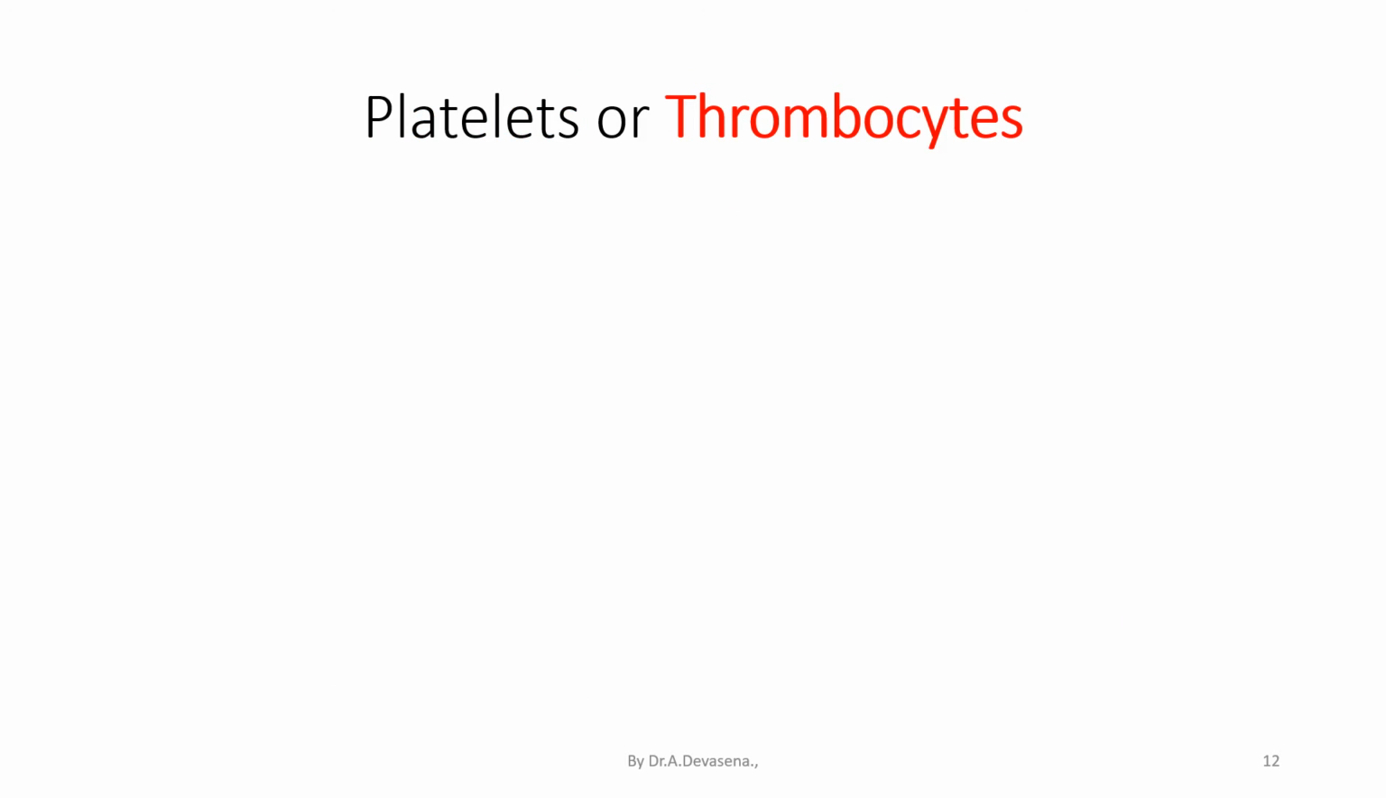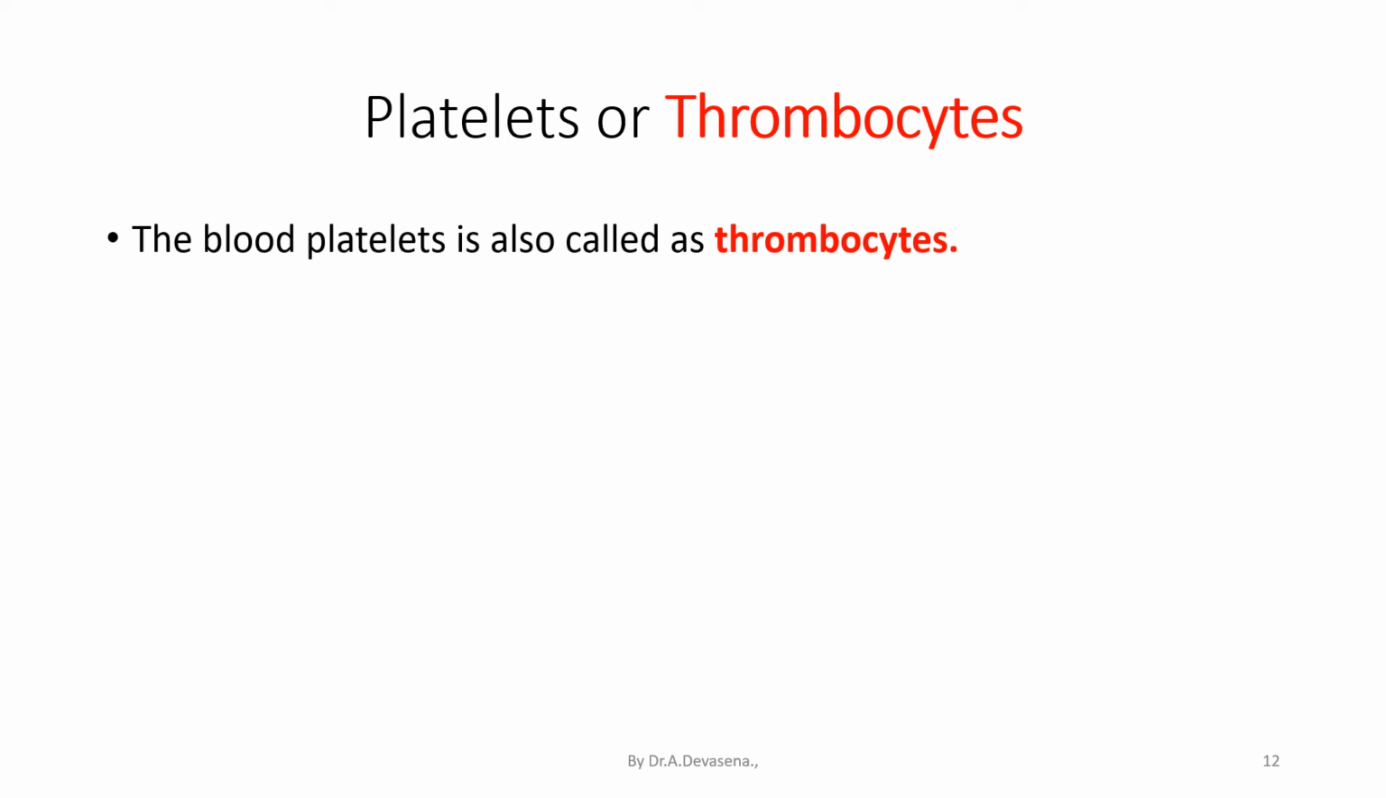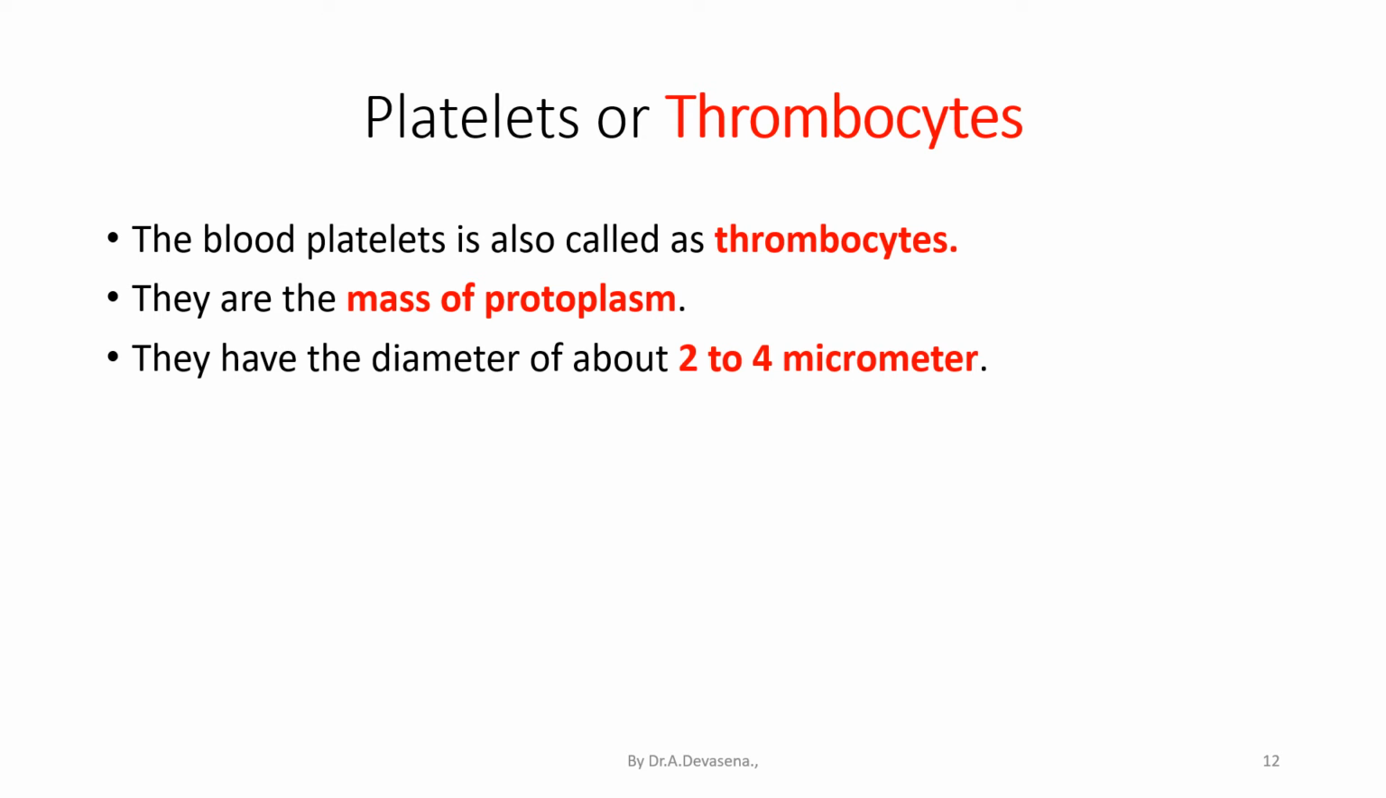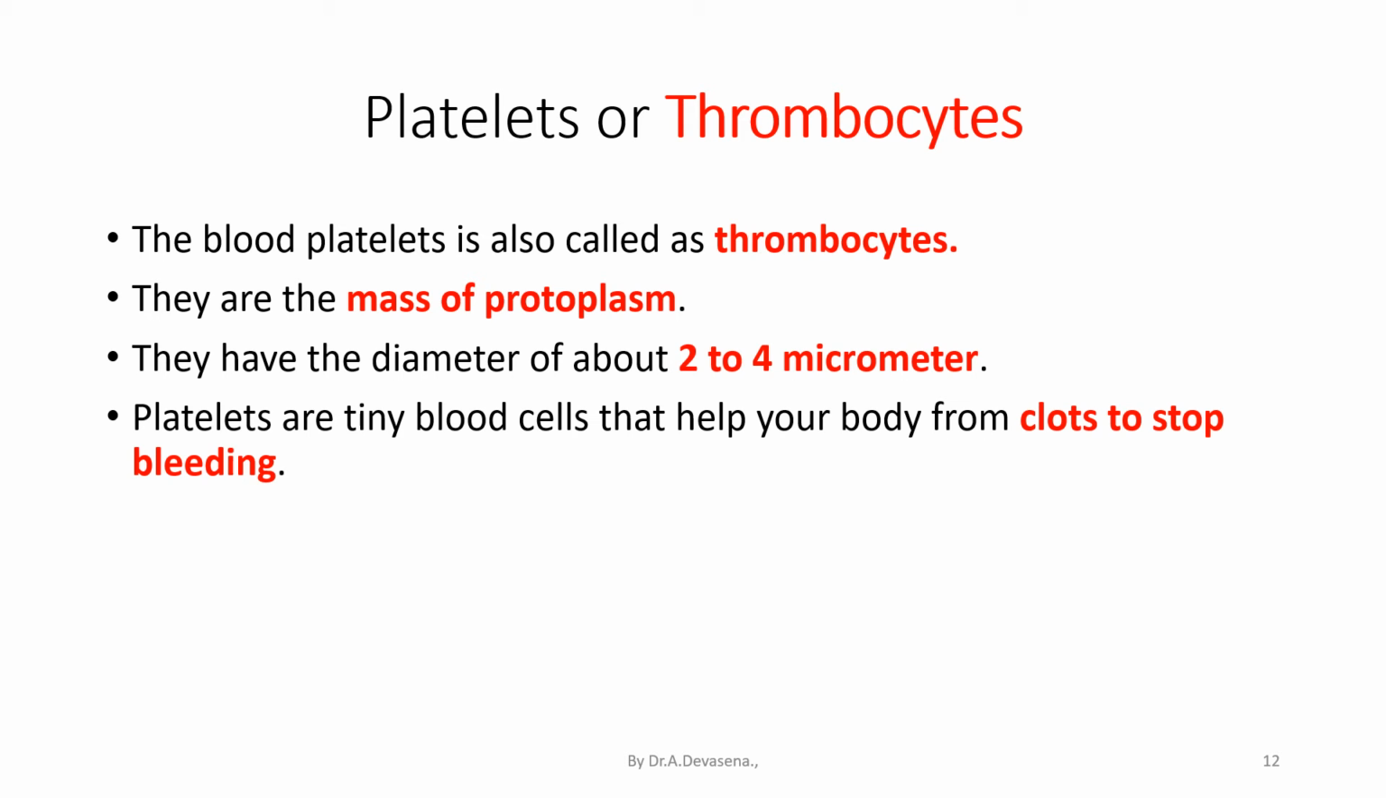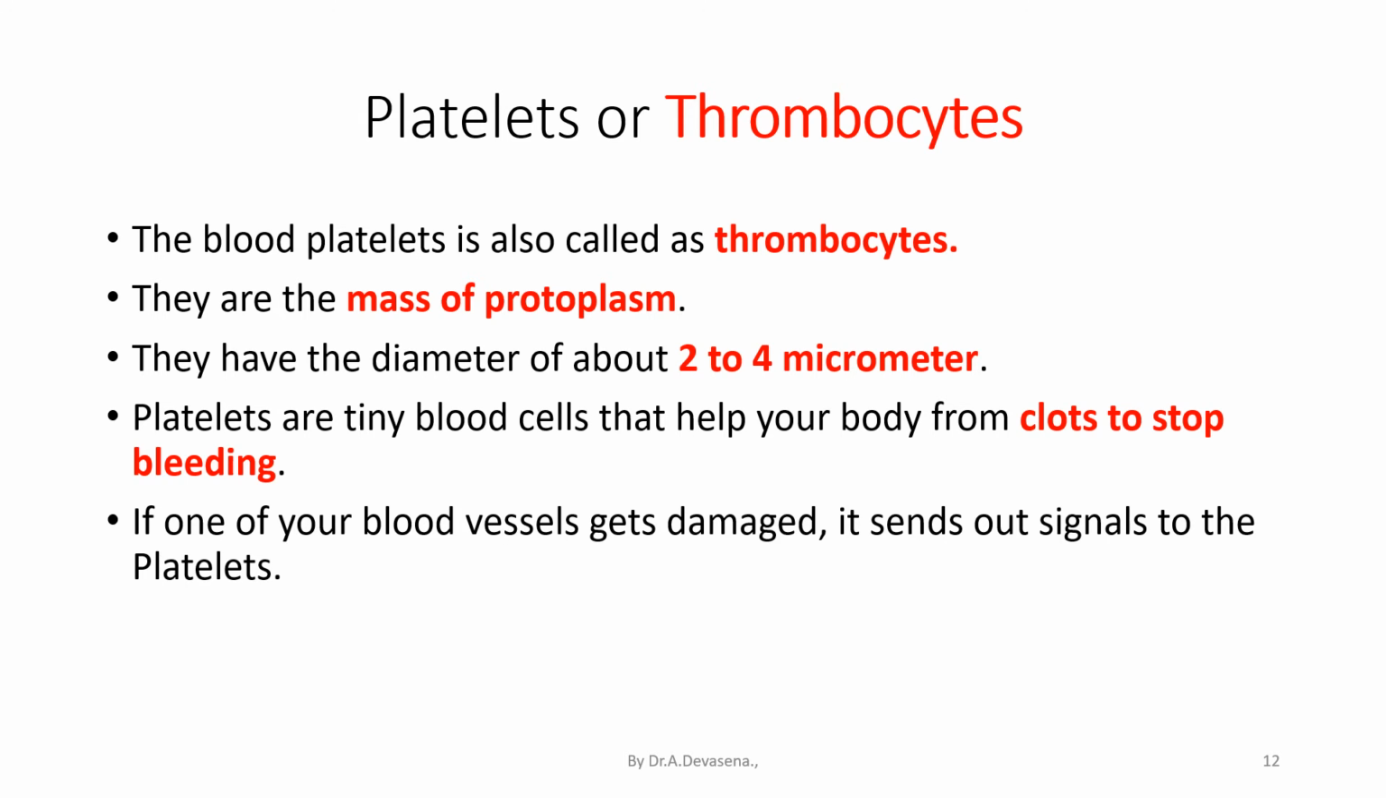Platelets are thrombocytes. The blood platelets are also called thrombocytes. They are the mass of protoplasm. They have the diameter of about 2 to 4 micrometer. Platelets are tiny blood cells that help your body form clots to stop bleeding. If one of your blood vessels gets damaged, it sends out signals to the platelets. They form a plug, that is the clot, to fix the damage.